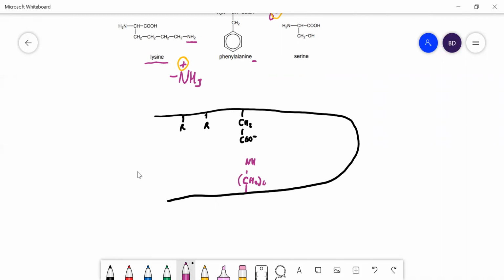And that's going to be positive because the nitrogen is going to be protonated. That's going to be NH4 plus. And so you're going to get an attraction between those two. And that's going to hold this peptide in that configuration there.